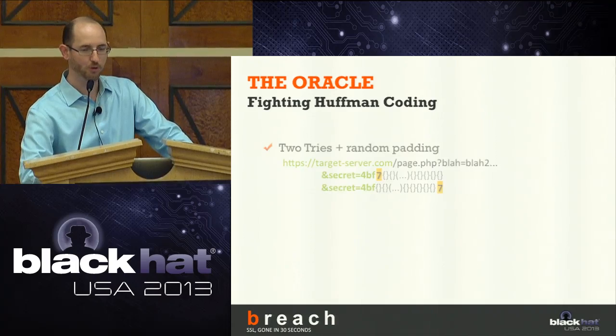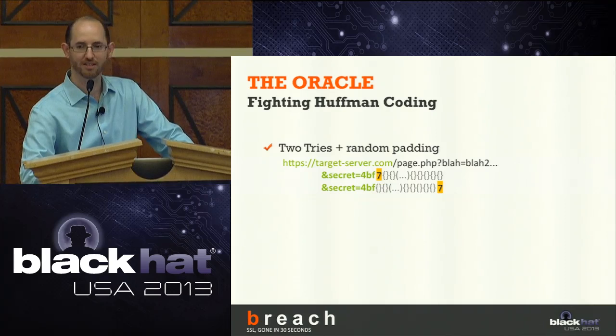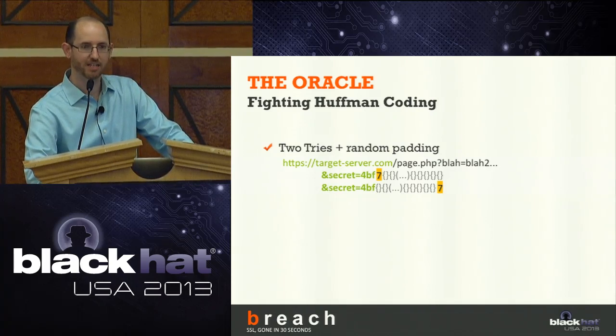So we had a few things that we did. The first thing that we did is two tries. Two tries is not something new that we invented. Two tries was already mentioned in CRIME. And what two tries does is a very simple approach that would try to eliminate the effects of Huffman coding and allow the Oracle to detect that the response size is small because of LZ77, because of that repetition in the string that matches to the secret. The way that it does that is it sends two requests for every guess character that it wants to guess.